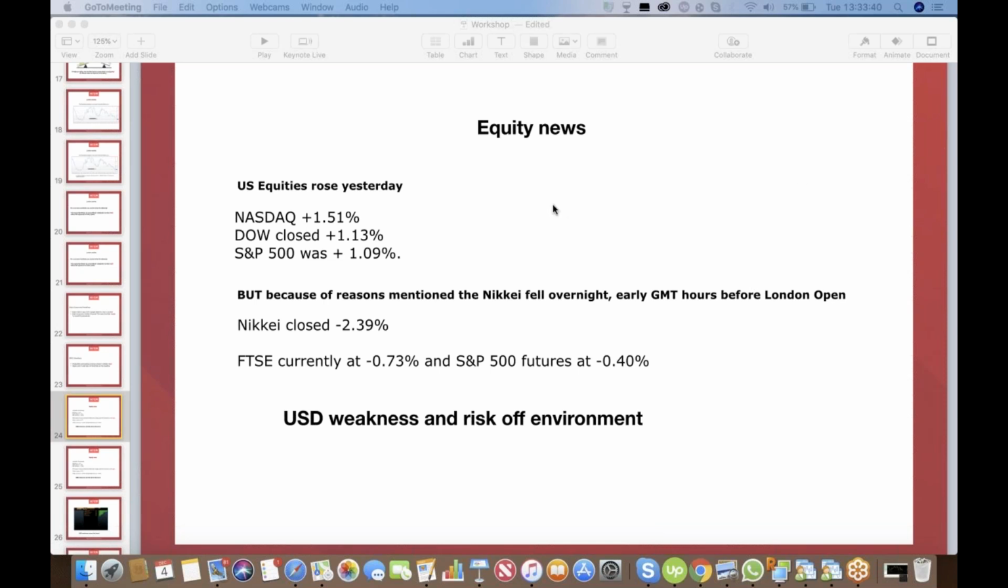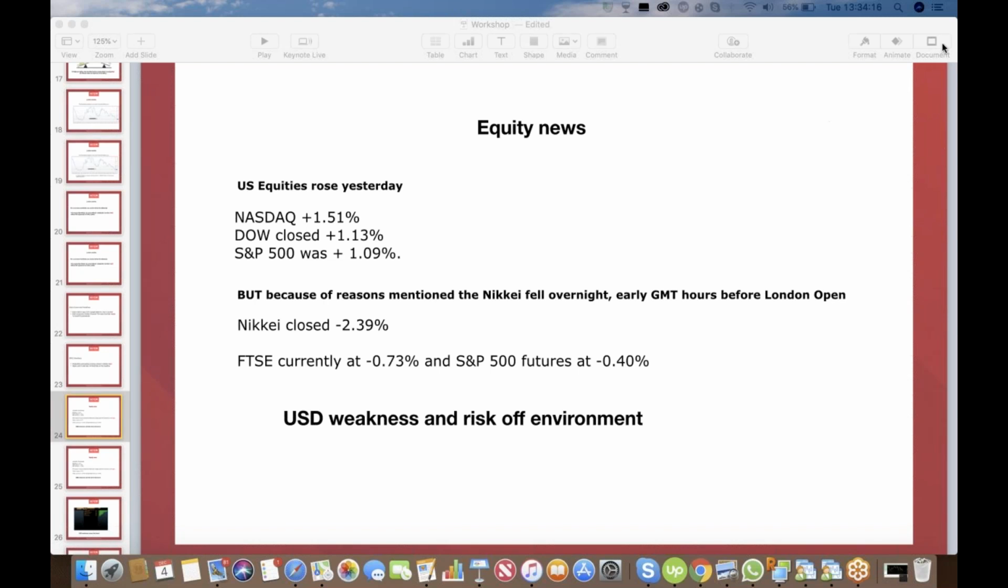Okay, it was the US-China trade truce. President Trump and Chinese Premier Xi met at the G20, and they have agreed to have a trade truce. That trade truce has meant that US equities were bid and were bought on the back of that good news. But that good reaction didn't go into the overnight Nikkei Japanese equity index. The Nikkei closed down 2.39%, which is a very large fall.